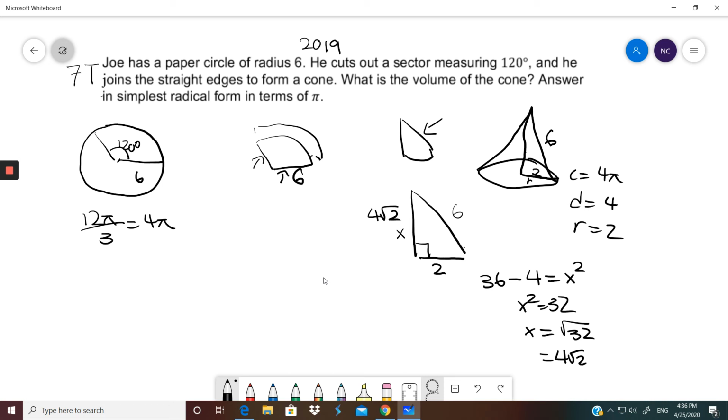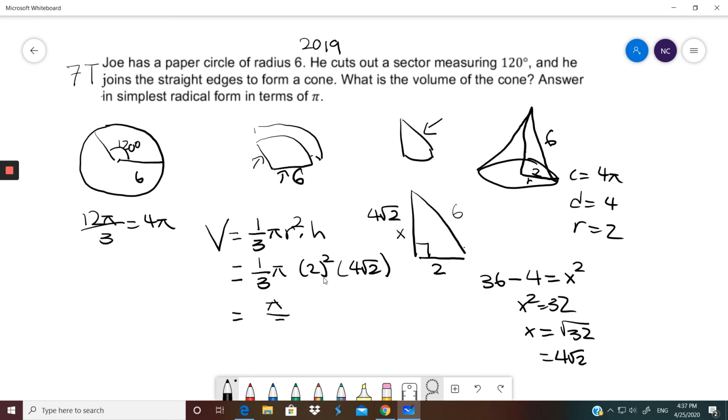As you probably know, but just in case you don't, the volume of a cone is equal to 1/3 pi times r squared times height. So if we follow this formula, volume will be 1/3 times pi times 2 squared times 4 square root of 2, which is equal to pi over 3 times 16 root 2, which is equal to 16 pi square root of 2 over 3. So that should be the answer of this math problem.